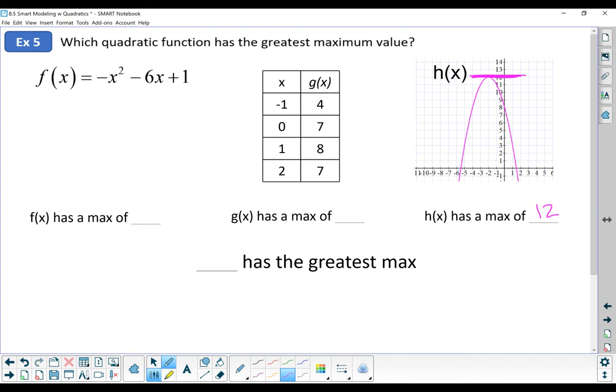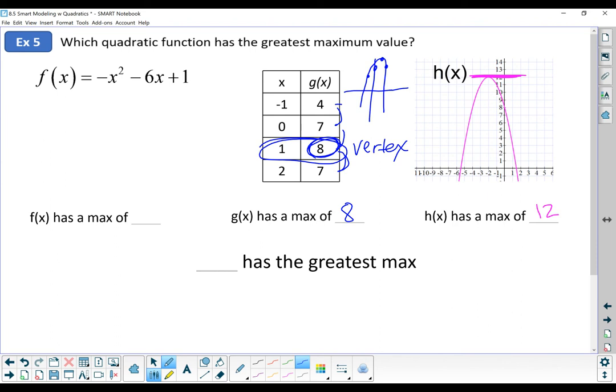We'll just go backwards here since we have g of x as a table. In g of x, you can see that the function is going up. It goes from 4 to 7, then from 7 to 8, and then it turns back around. So this is our vertex. If it helps, you can make a little sketch: negative 1, 4; 0, 7; 1, 8; 2, 7. You can see it's a parabola opening downward, so the max would be the 8. It's the y value of the vertex.